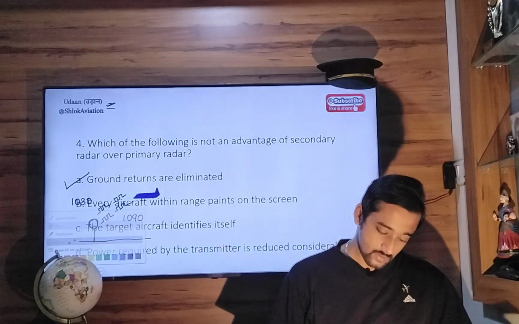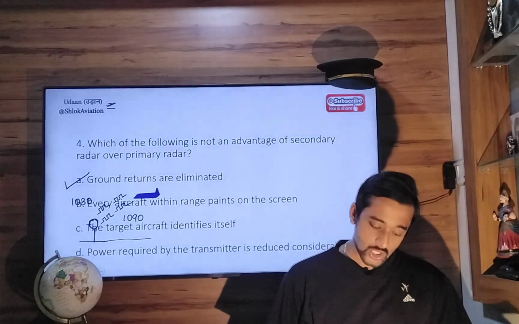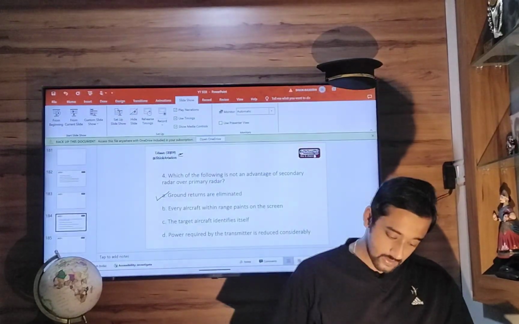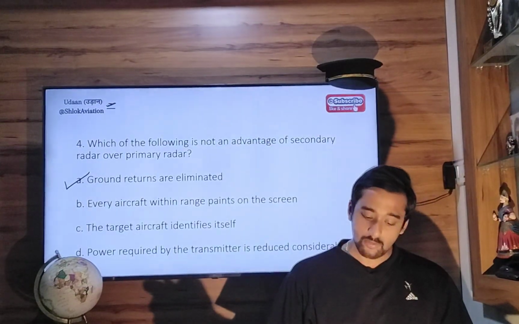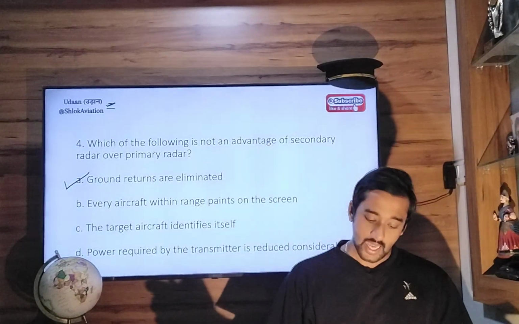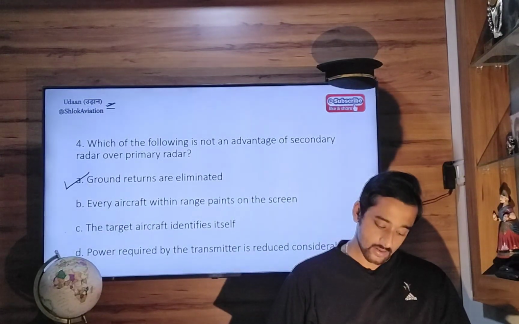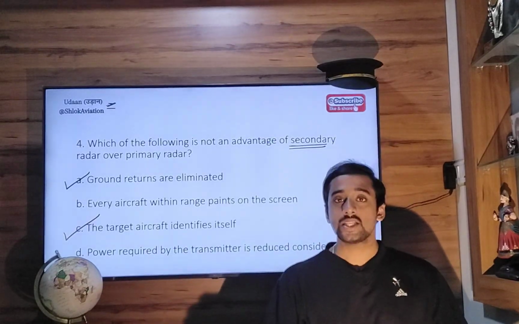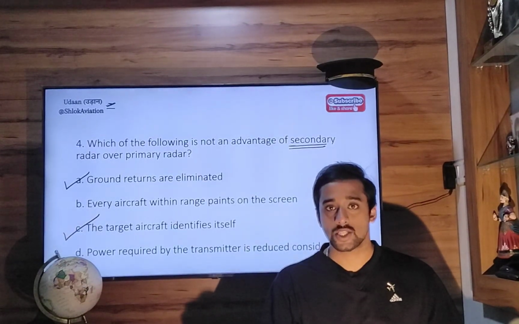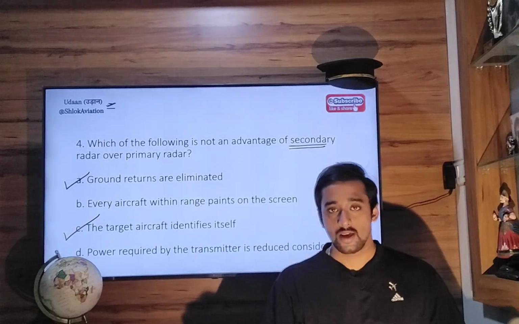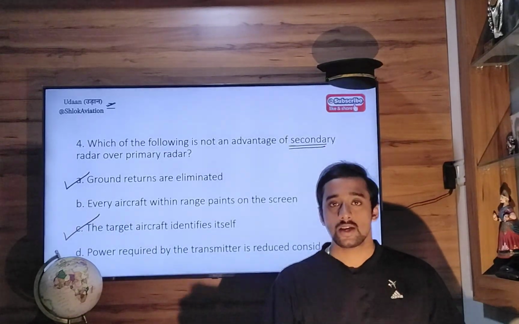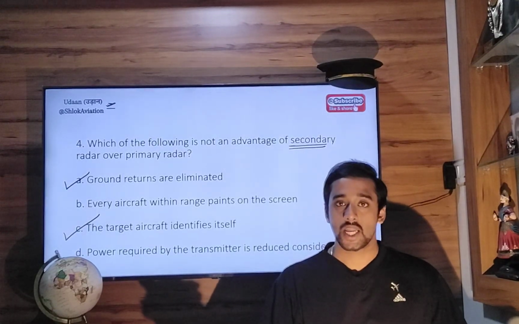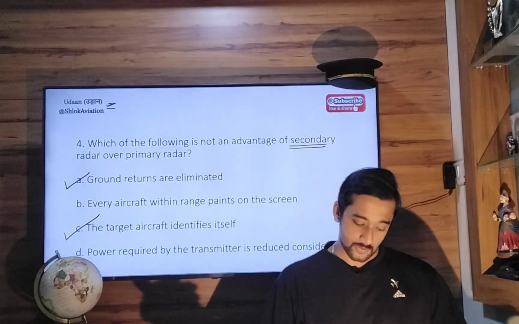Next. Next option Bravo states every aircraft within range paints on the screen. The target aircraft identifies itself. This is right. In case of secondary radar, the ATC controller will get to see the aircraft identification registration on his controller screen. Along with aircraft identification, the transponder will also transmit information like flight level, wake turbulence category, ground speed, right? So that is one advantage.